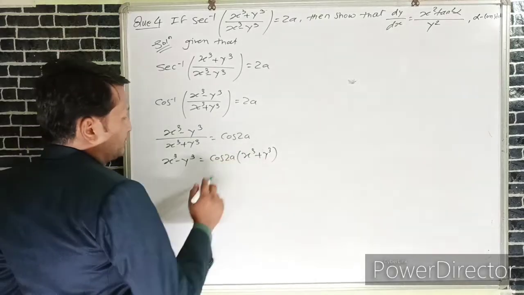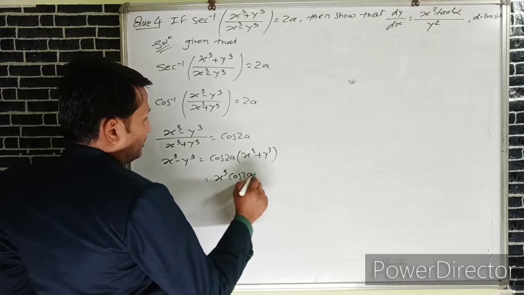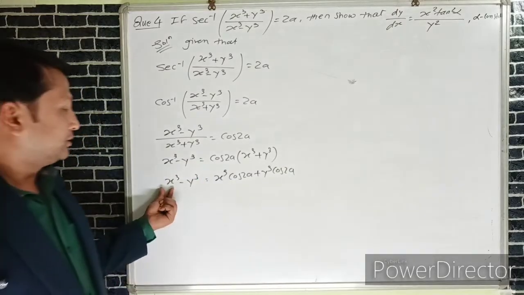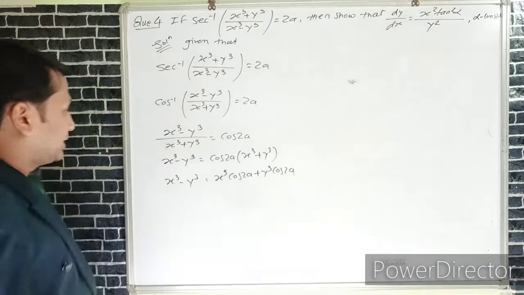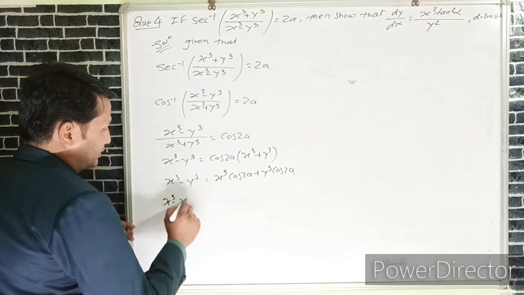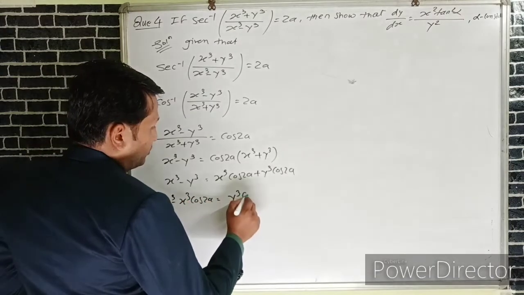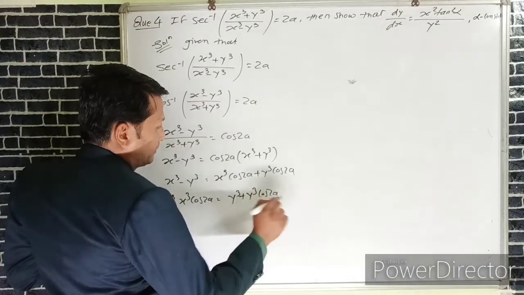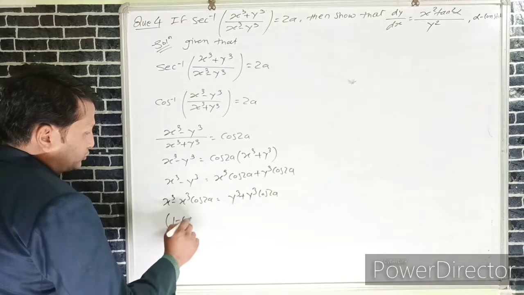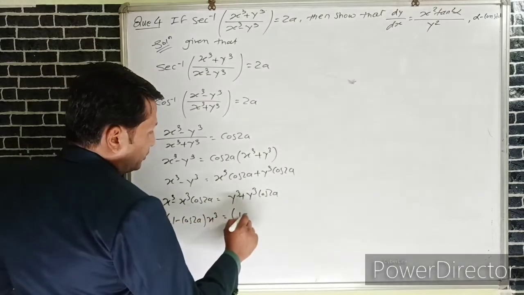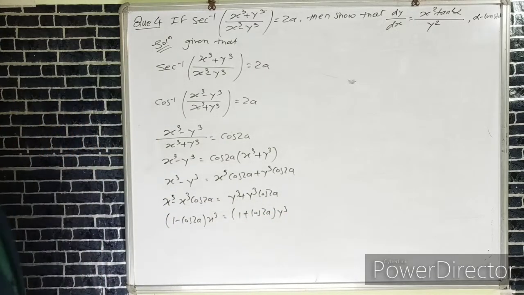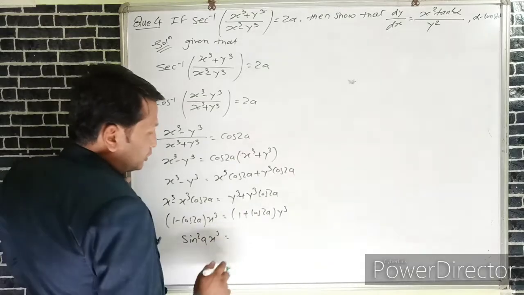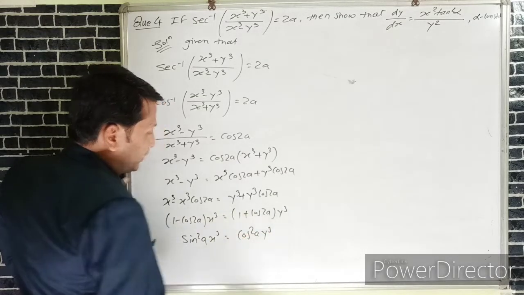Now if we multiply this bracket, we can write x cube cos 2 alpha plus y cube cos 2 alpha. We take the terms of x on the left side and the terms of y on the right side, and we can write x cube minus x cube cos 2 alpha equals y cube plus y cube cos 2 alpha, since y cube shifted to the right side becomes positive. If we take x cube common, we can write (1 minus cos 2 alpha) x cube. If we take y cube common, (1 plus cos 2 alpha) y cube. We know that 1 minus cos 2 alpha is equal to sin square alpha, into x cube. And 1 plus cos 2 alpha is equal to cos square alpha, into y cube.